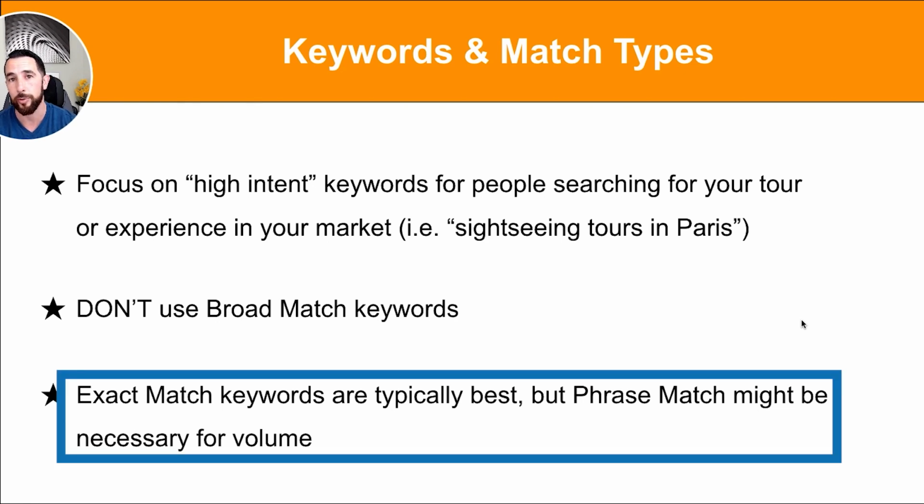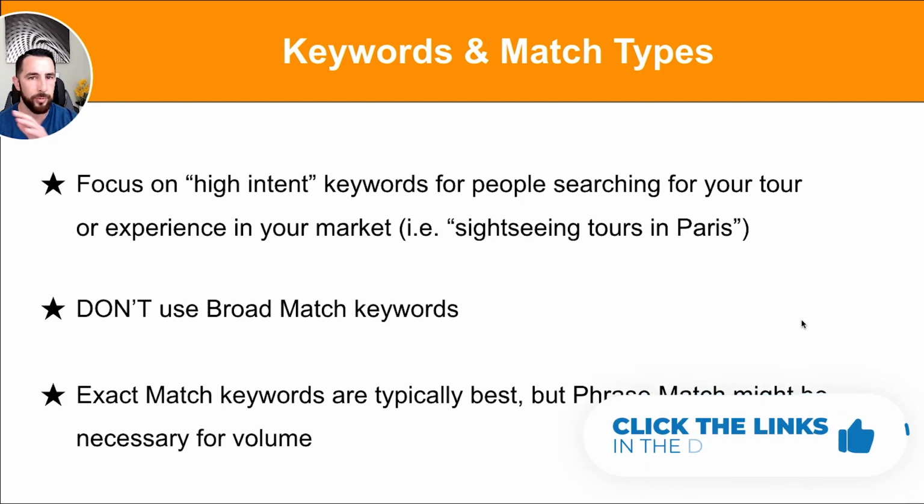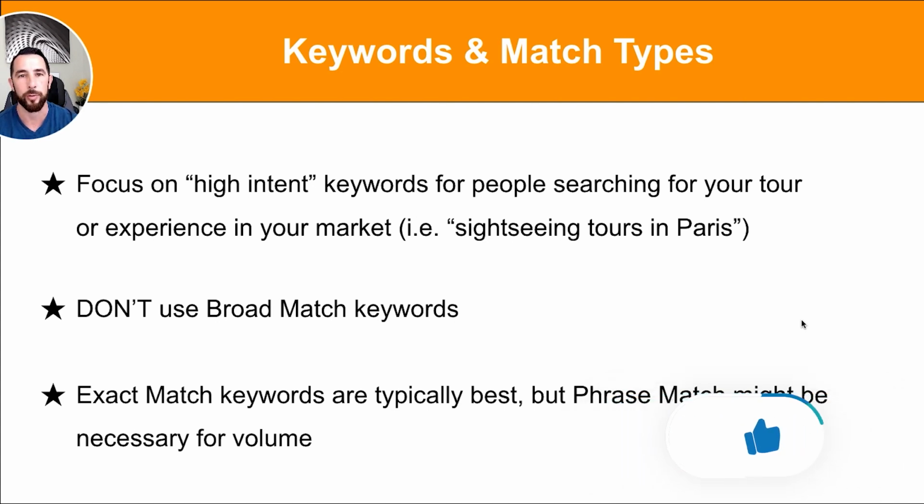Exact match keywords are typically the best ones. Phrase match could be helpful, definitely necessary for volume a lot of times, but Google's getting way more liberal with phrase match, and it could also match you for search terms you're not really interested in. So you got to be on top of your negative keywords. If you're not sure what all this means, again, the free course has this covered. It'll explain what they mean in a little bit more detail. I'm just trying to move pretty quick in this video.